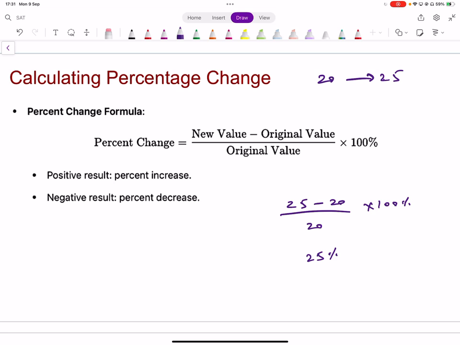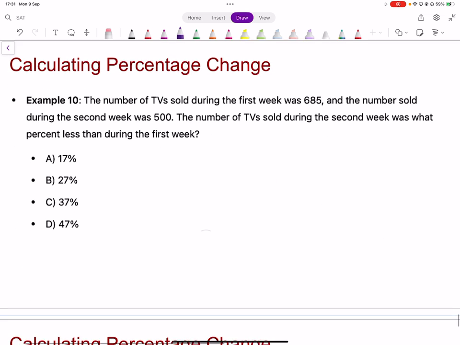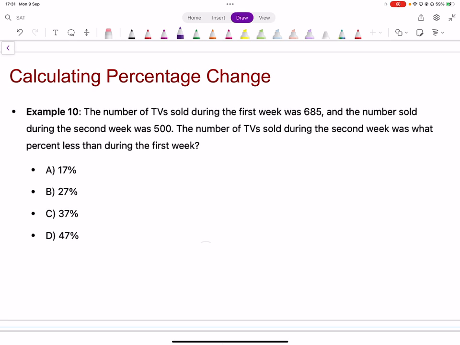Now, if the change turns out to be positive, that means it's a percentage increase. If this change turns out to be negative, that means it's a percentage decrease. Is that okay? Let's take this example. Let's say we have the number of TVs sold during the first week, that was 685, and the number sold during the second week was 500. The number of TVs sold during the second week was what percentage less than the first week?